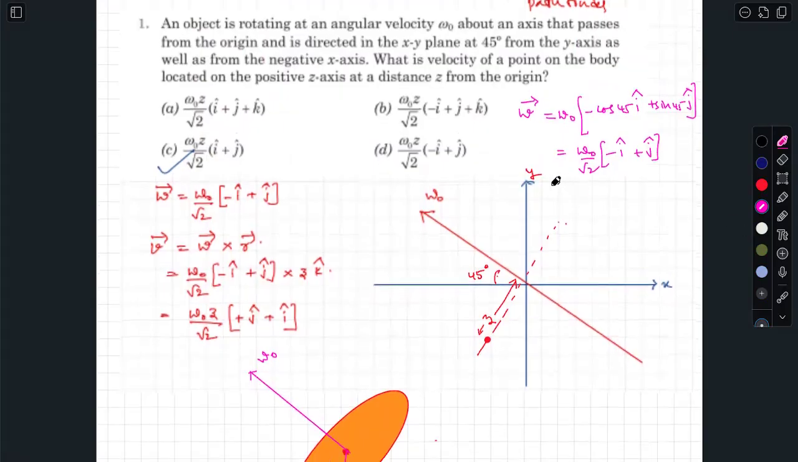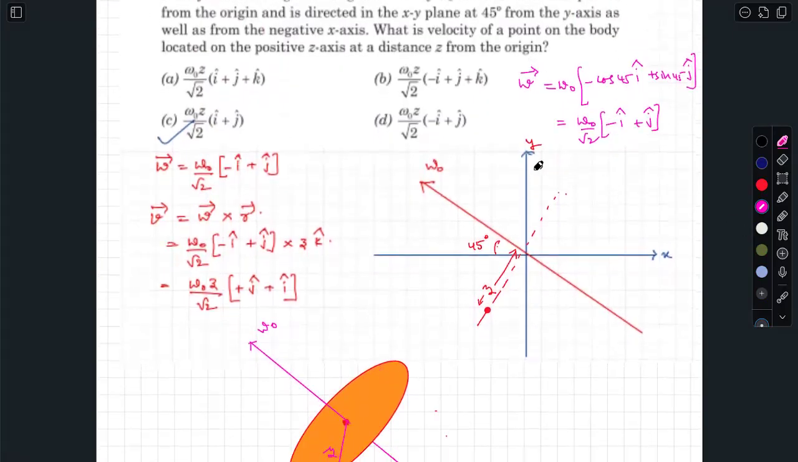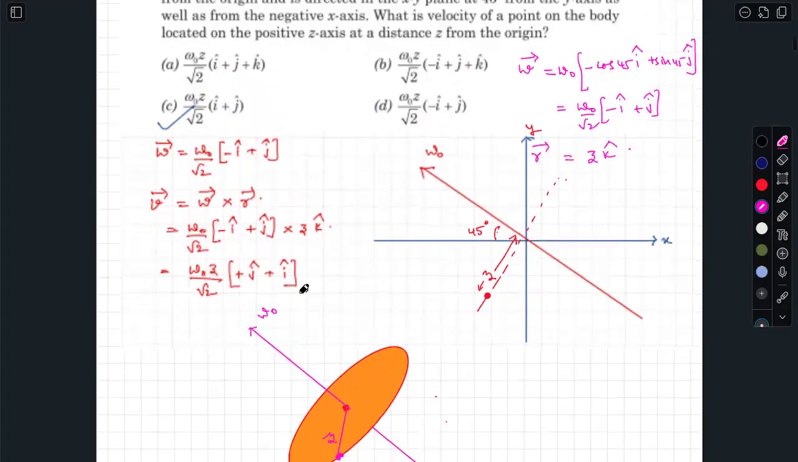You want the linear velocity at a location. R bar is z k cap. What is the relation between linear velocity and angular velocity? V bar is omega bar cross R bar. So you take the cross product, you will get this as your answer. Just some basic model I taught you. Any doubt? No, sir.